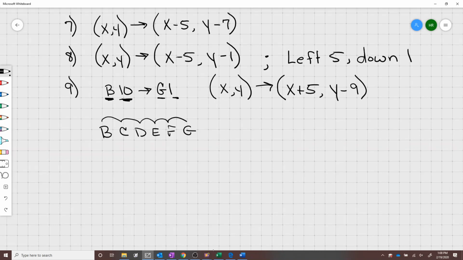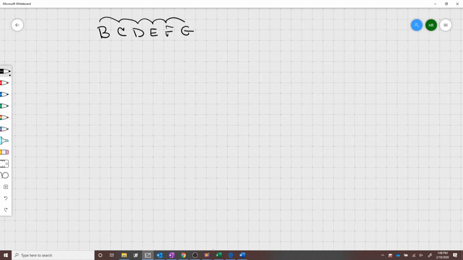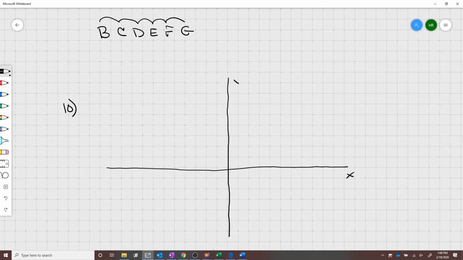Alright, number 10. You're going to need to graph this, or I have to, anyway. Find the image of O after 2 reflections. So we've got to do 2 reflections here, a vertical and a horizontal. Find the image of O at (3, -3). So we're at 3, negative 3, right here.